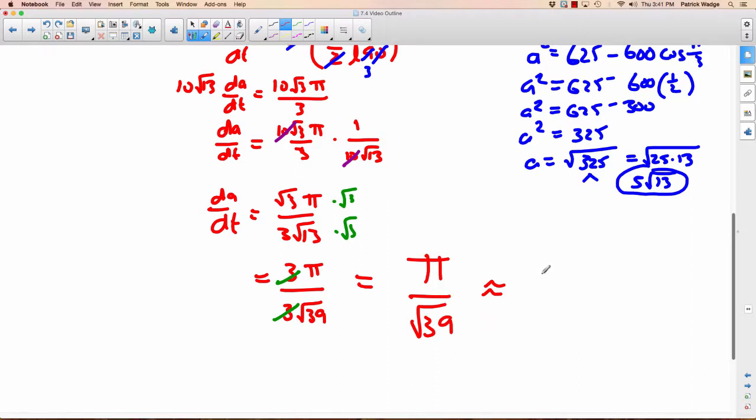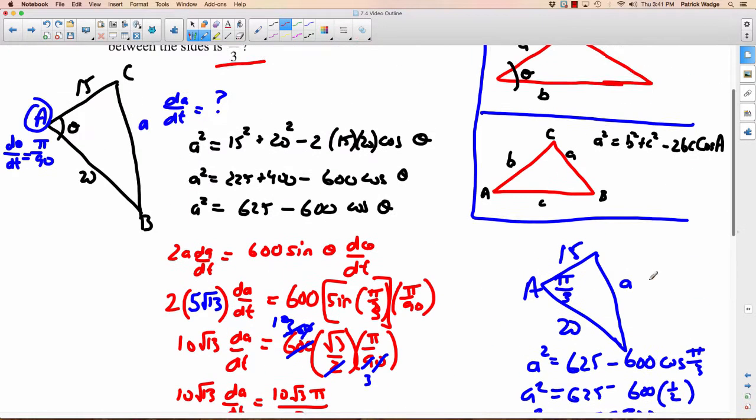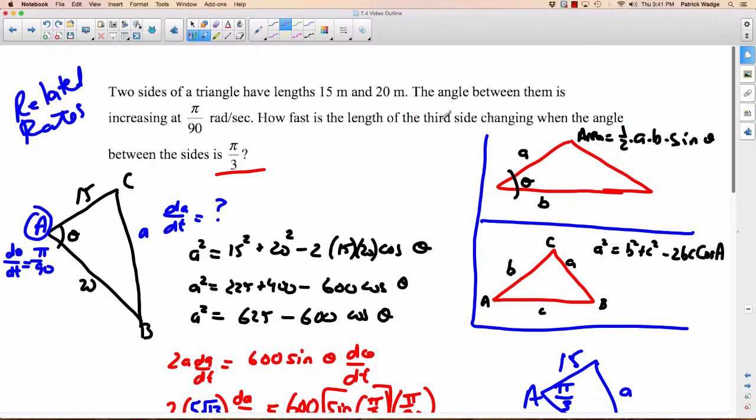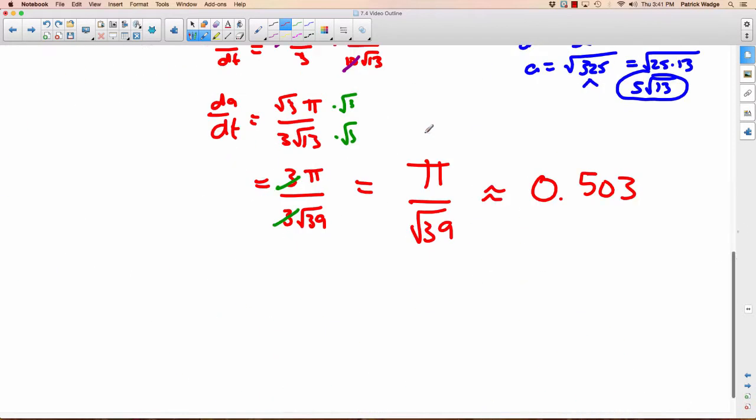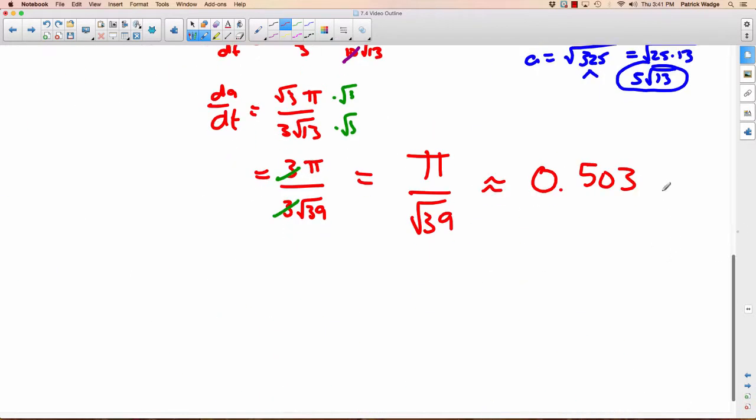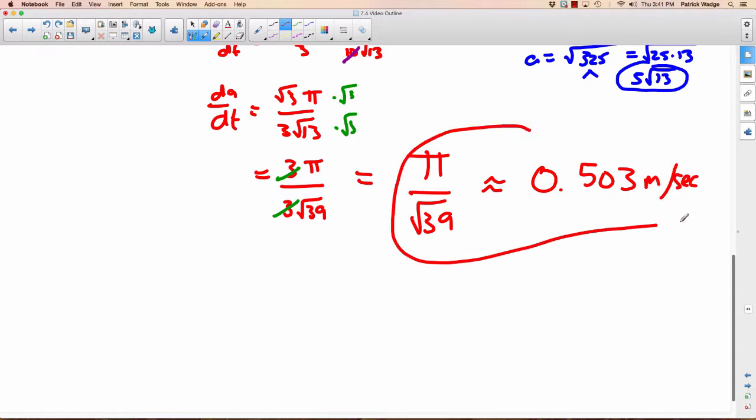and you end up getting 0.503. Now, what are we measuring here? What are we looking at? How fast is the length of the third side, which is in meters, changing when the angle between the sides is pi over 3? Well, it's in seconds and we're in meters, so we have 0.503 meters per second is our answer. Or even better, pi over root 39 meters per second.